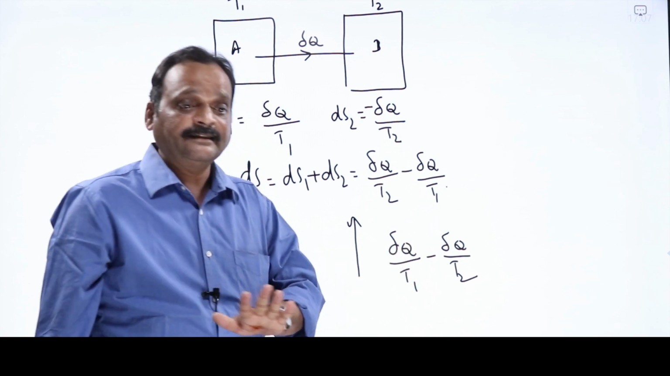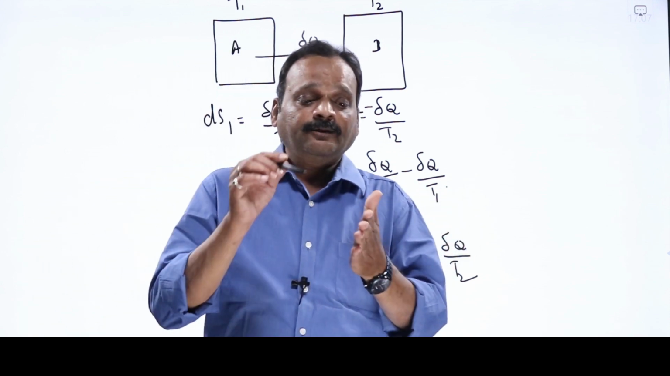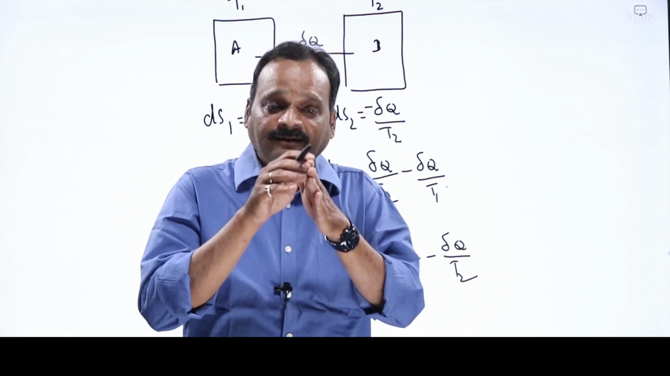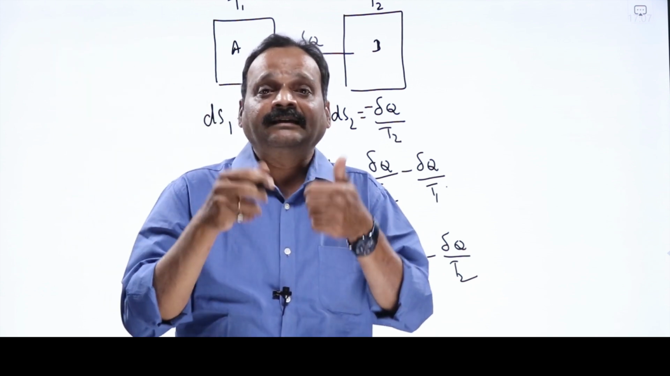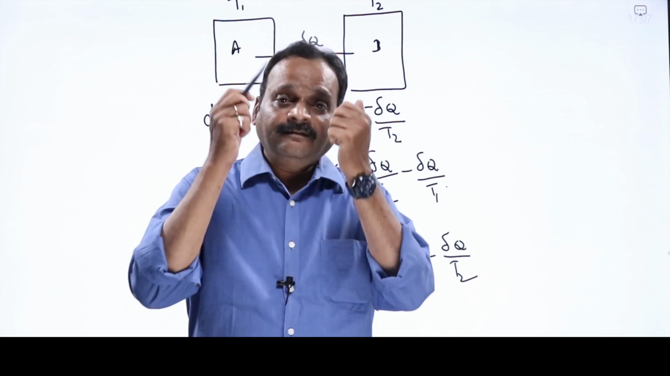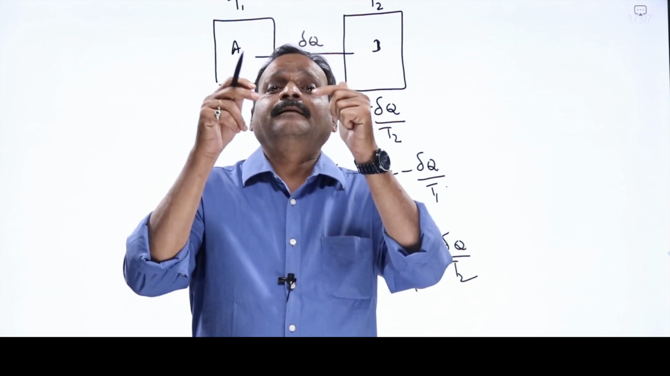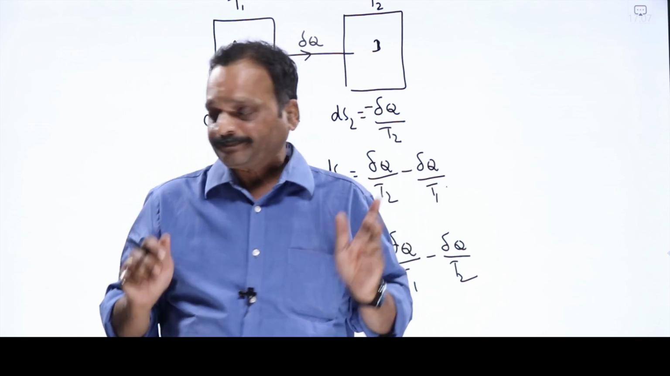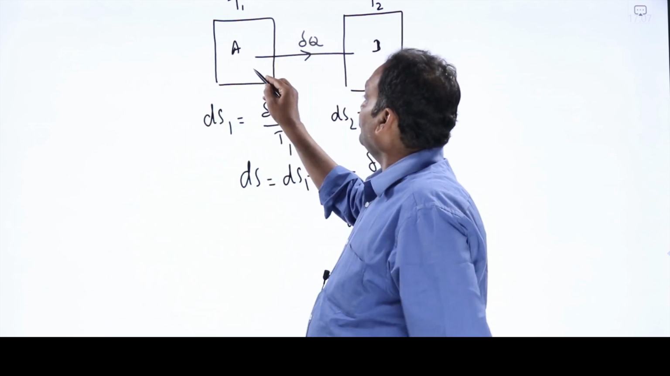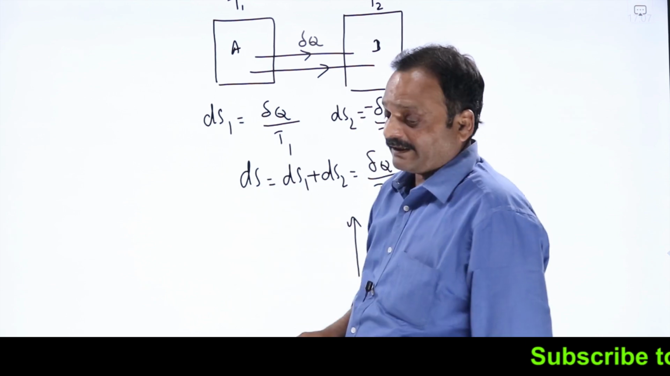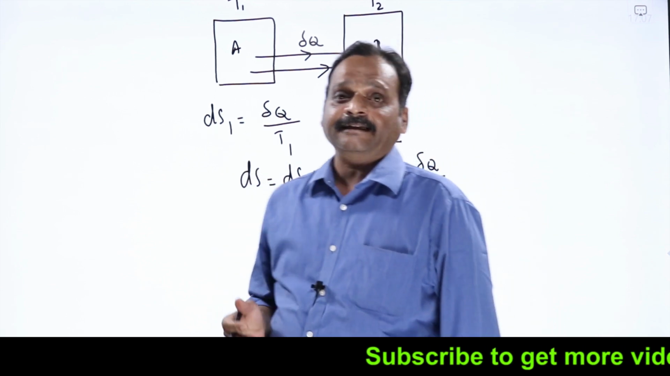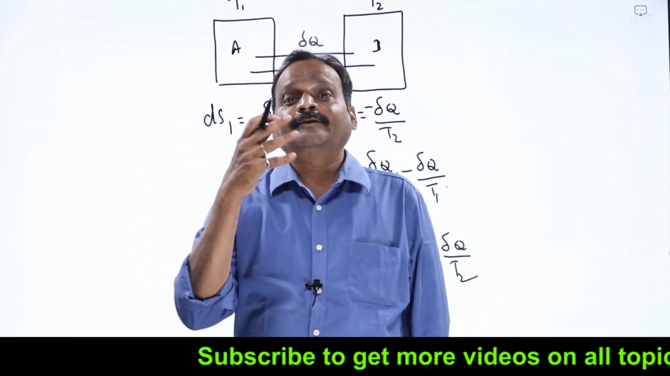In no process can the entropy of the universe decrease. The entropy of the universe can either remain constant or it should increase. That's all. It remains constant if the process is reversible. It always increases if the process is irreversible. That's why heat always flows from high temperature to low temperature. Why natural phenomena occur the way they do, we can understand from this entropy principle.